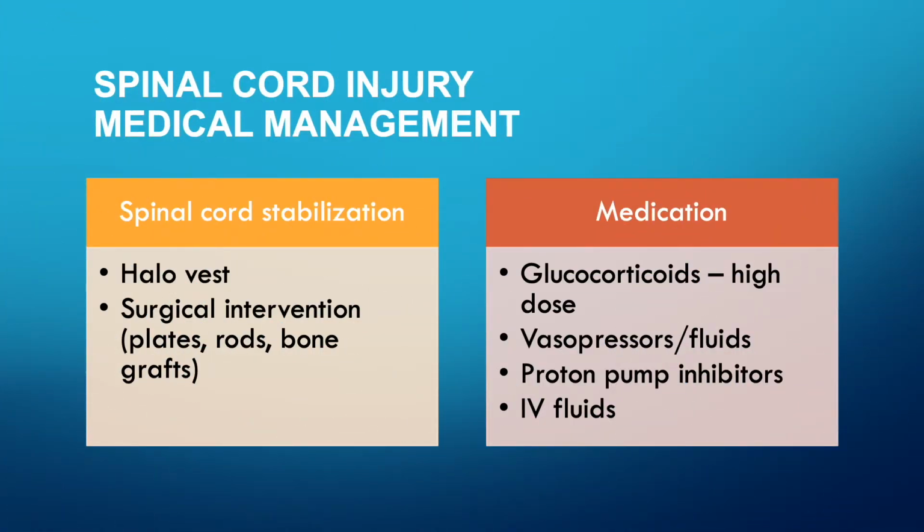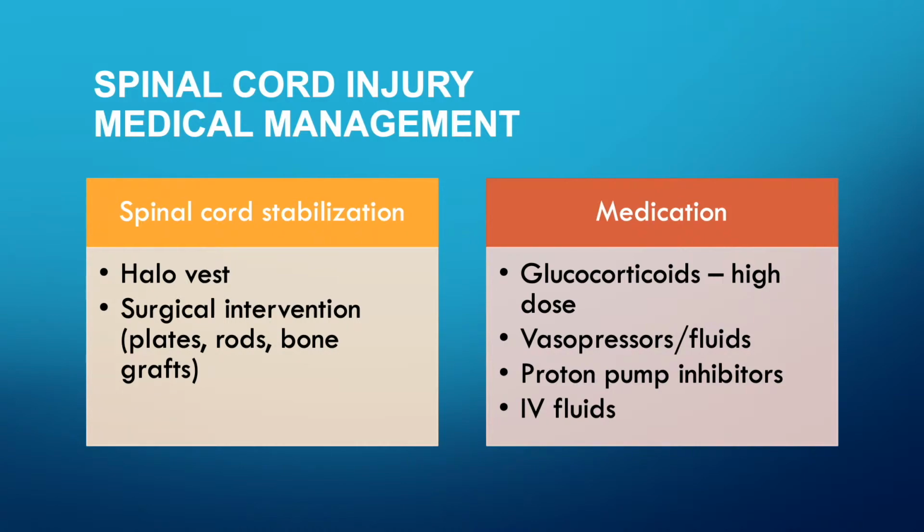For spinal cord injury medical management, consider spinal cord stabilization using something like a halo vest or surgical intervention with the placement of plates, rods, or even bone grafts. Medications include, but are not limited to, glucocorticosteroids, including high doses for reduction of inflammation, vasopressors and fluids for cardiovascular support, proton pump inhibitors for prophylaxis for stress ulcers, and IV fluids for both renal and cardiovascular support.